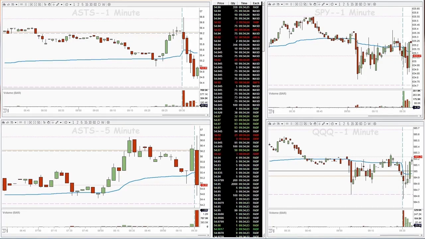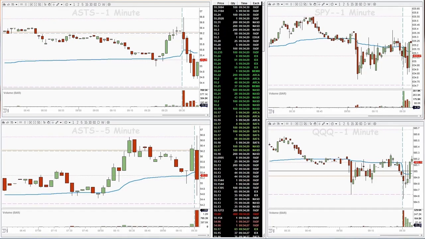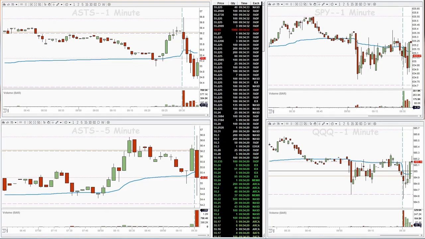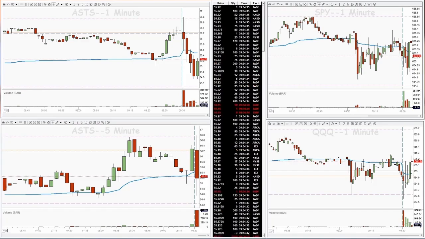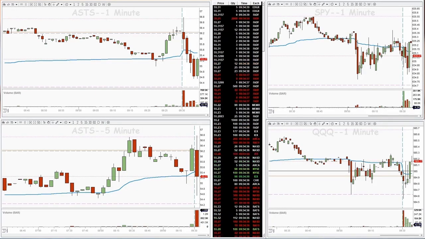This is another VWAP downwards play I took on ASTS. ASTS had been gapping down into the pre-market and had opened around yesterday's low. And it sold off right at the open. And now I see it's returning back to the VWAP on very low volume.